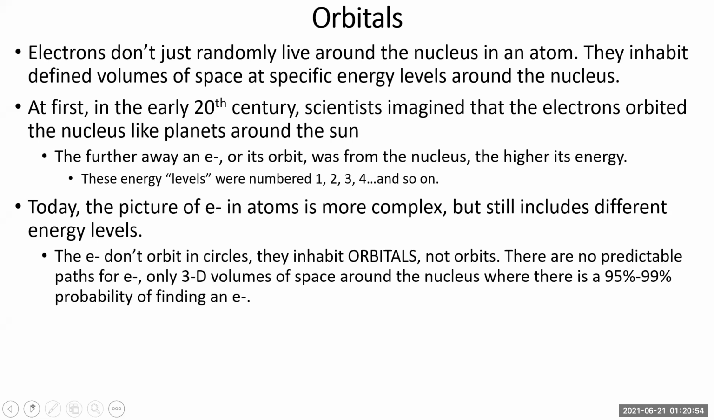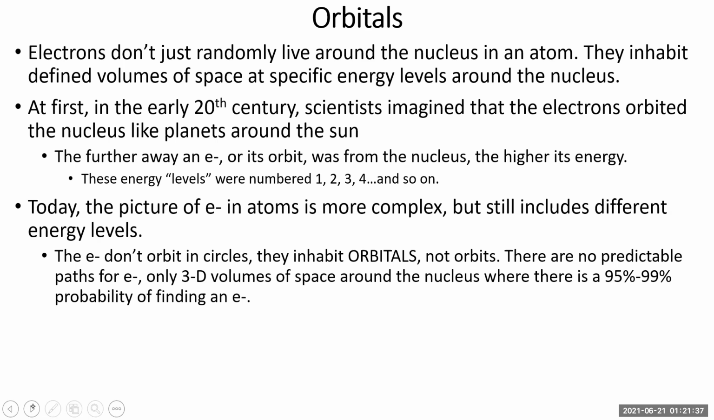So just to recap what we talked about in our previous video, electrons don't just randomly live around the nucleus in an atom. We say there's an electron cloud around the nucleus, but this cloud has shape and has structure, even if the structure isn't a physical structure, and even if the borders aren't real, just like the borders on a map are not real. Nevertheless, there are mathematically defined areas in which you can find electrons. So electrons inhabit defined volumes of space at specific energies around the nucleus. The further away from the nucleus the energy goes, on average, the higher energy that electron is.